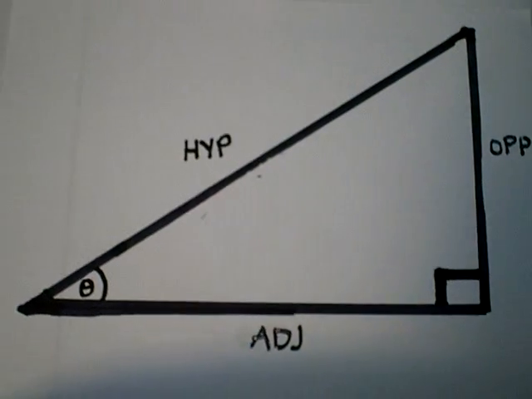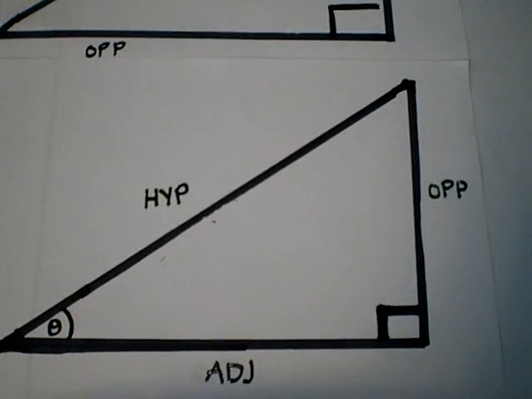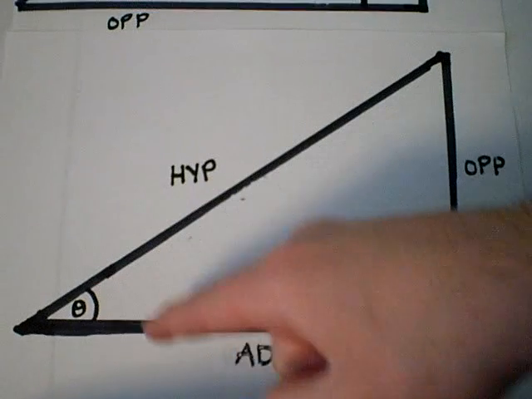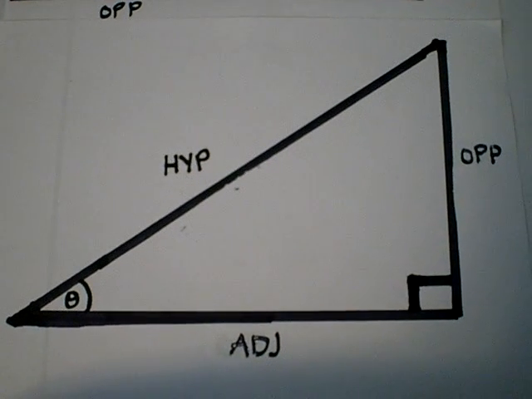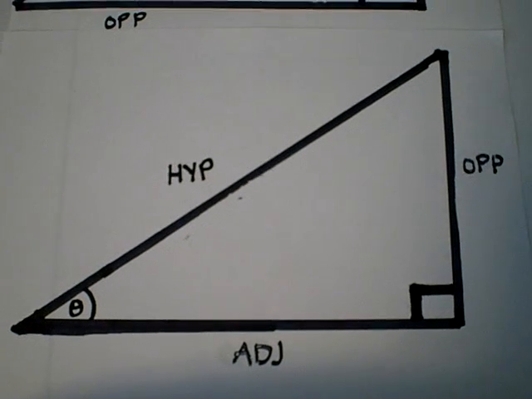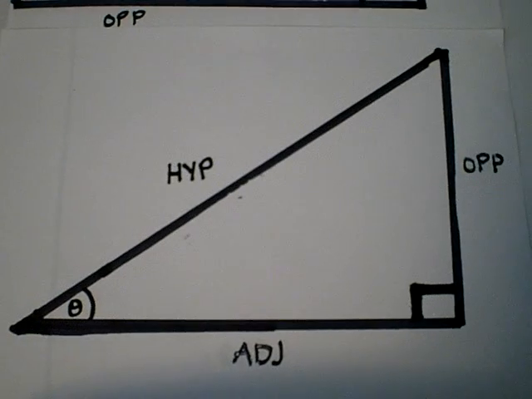Now let's have a look at the bottom triangle. If you remember, theta was located up here in our top triangle. Now theta has changed. If you haven't already noticed, both our adjacent and opposite sides have changed as well. Remember, when theta changes, so do our opposite and adjacent sides.